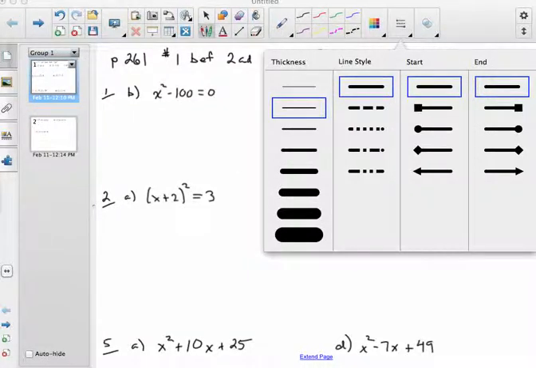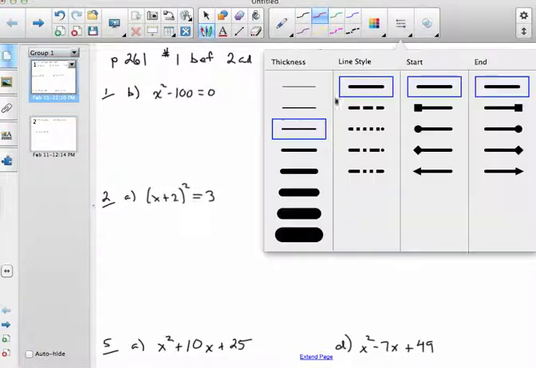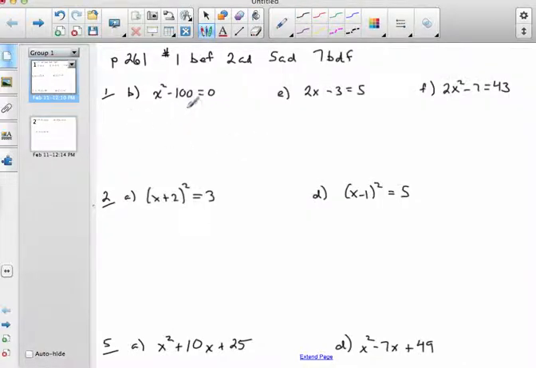Okay, here's your homework from page 261. So here we go. This one I'm going to do one way, where I can say x squared is equal to, I'm going to move the 100 over to the other side, take the square root of both sides, but remember that when you take the square root of a number, there are two possible answers. So x is equal to plus or minus 10.